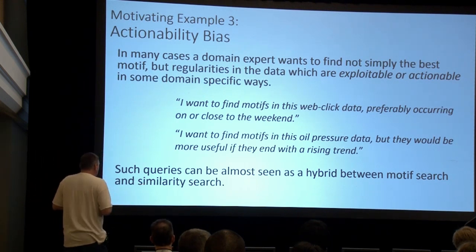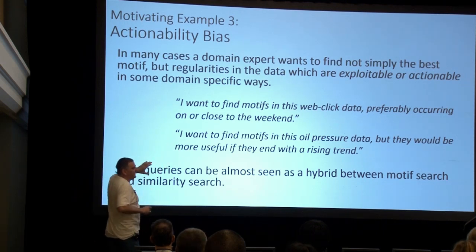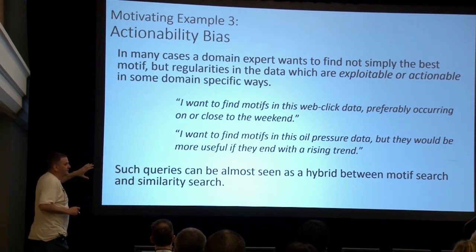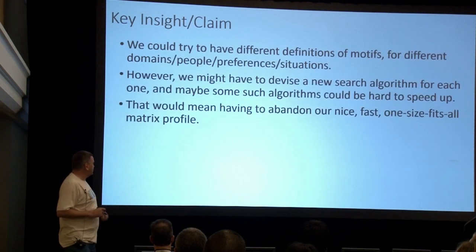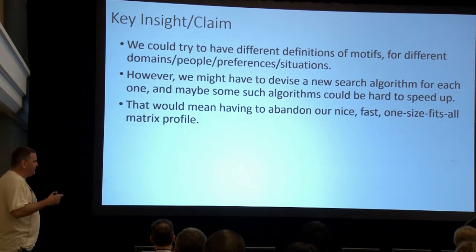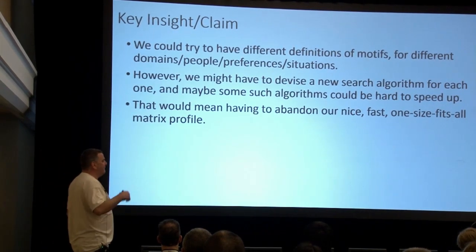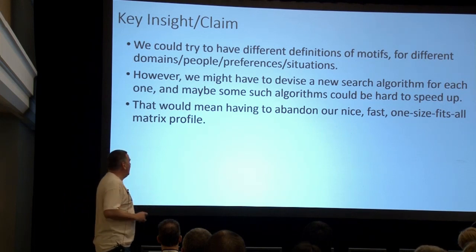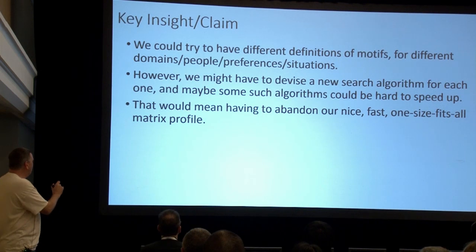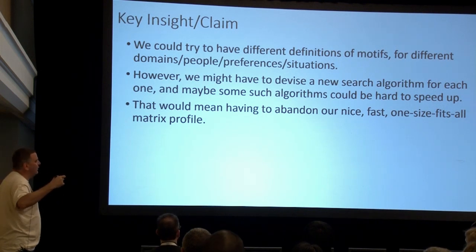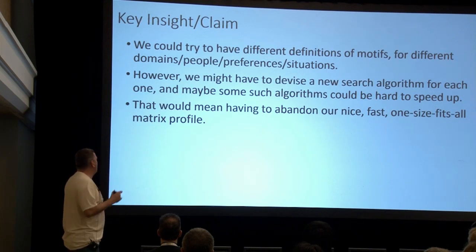So of course, I can have arbitrary questions I want to find answers to, and my claim is that we're going to be able to find all of these things in a very simple way. We could try to have different algorithms to support these things, but they happen to be very complicated and nasty and slow, and there's no need. We can still use a one-size-fits-all matrix profile plus 3 or 4 lines of code and take any arbitrary need you have and brush it onto our algorithms.